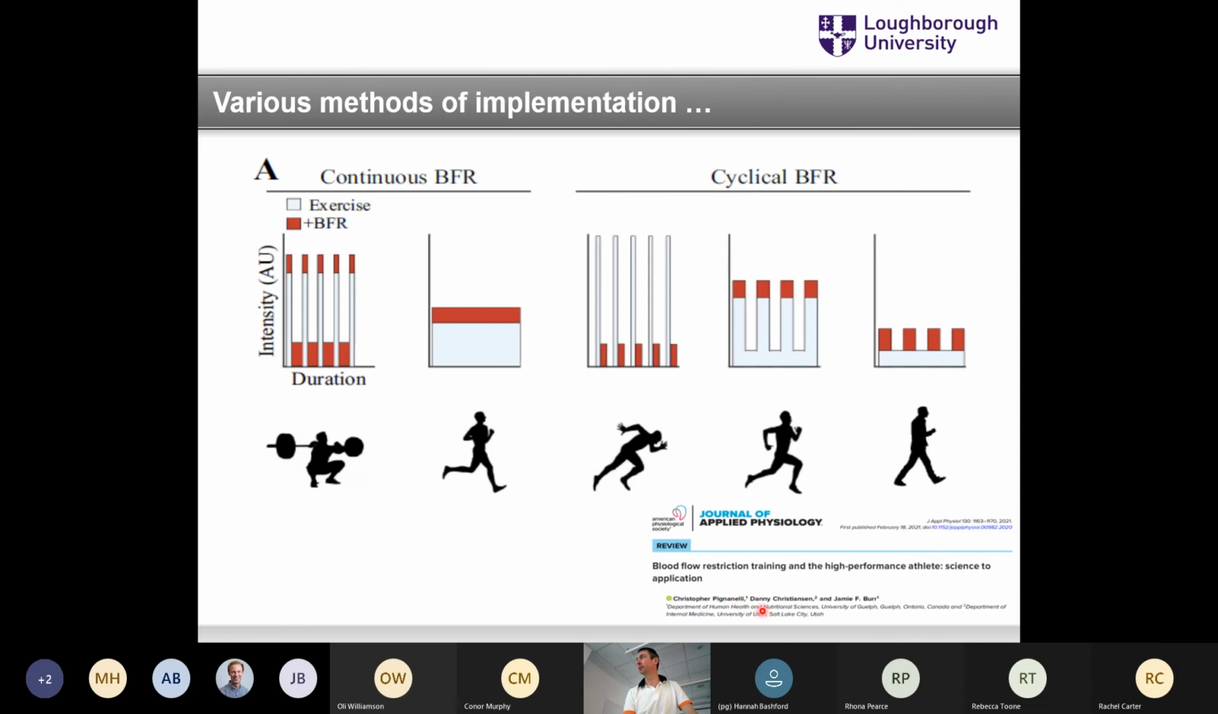And this is a nice review from Chris Pignanelli and Jamie Burr that really summarised that. You can use it post-exercise, during moderate intensity exercise, and different cyclical BFR. So there are lots of ways of implementing blood flow restricted exercise.